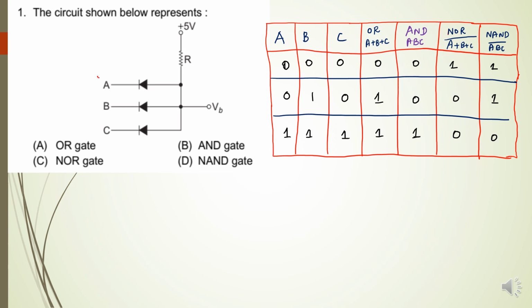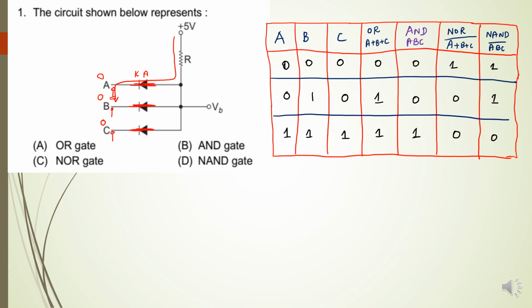A is equal to 0, B is equal to 0, and C is equal to 0. If the 3 values are 0, this is the cathode and this is the anode. The anode is connected to the positive potential and the cathode is connected to the negative potential. So the diode is in on condition. This diode is on and this diode is also on. Here the current always takes the minimum resistance path, so current is flowing to the ground through all the inputs like this.